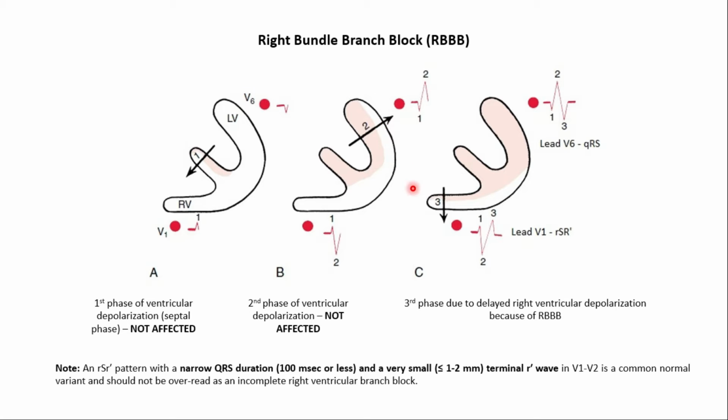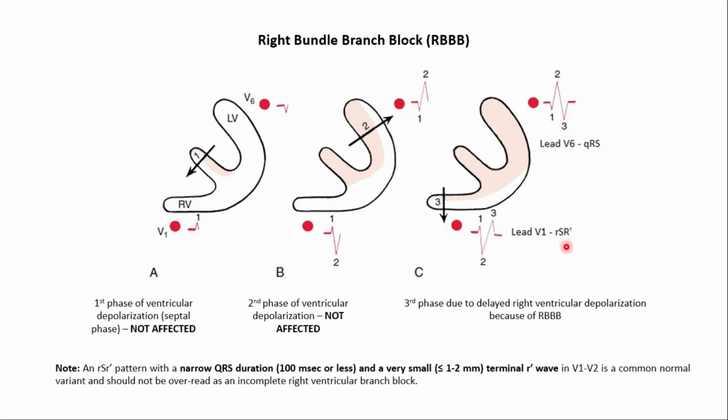But even after the depolarization of the left side of the heart, the right side continues to depolarize because of the blockage of the right bundle branch, and this gives a third phase of ventricular depolarization in right bundle branch block. When this pattern is traced on ECG, we get an R, S, R dash pattern in lead V1 and a Q, R, S pattern in lead V6.